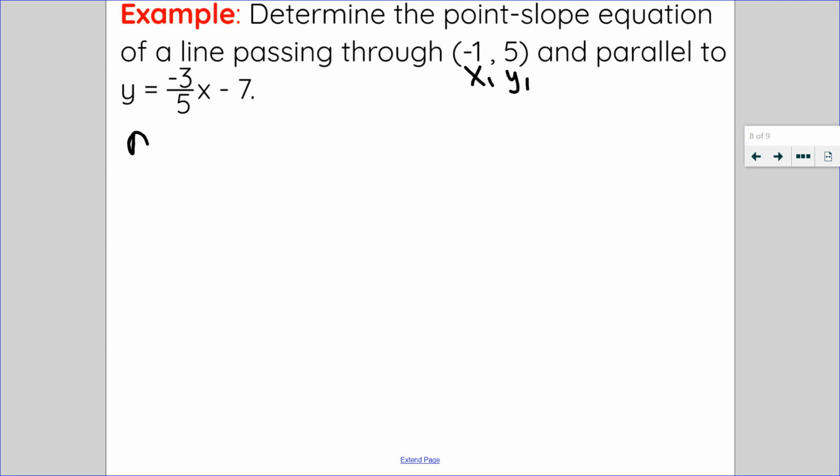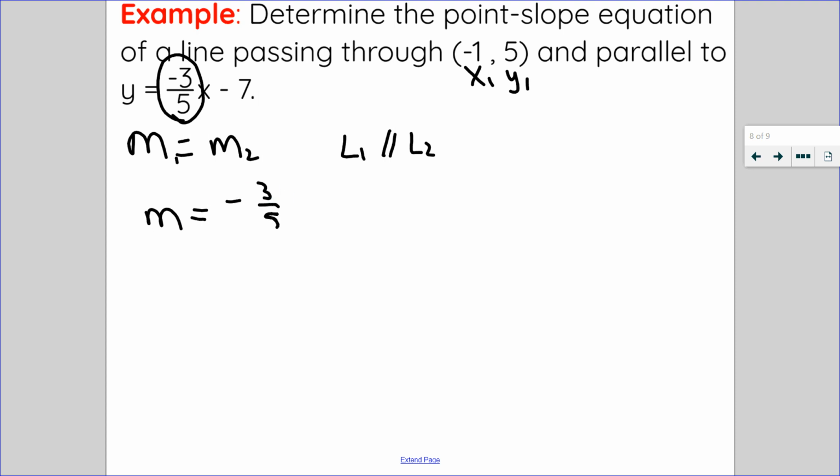Two lines are parallel if their slopes are equal. So if the slope of one line is equal to the slope of another line, then I can say that line 1 is parallel to line 2. So here's the slope of the line, negative 3/5. So a line parallel to it would have the same slope. So this is really just telling you that the slope is negative 3/5, and a point that it passes through is negative 1 and 5.